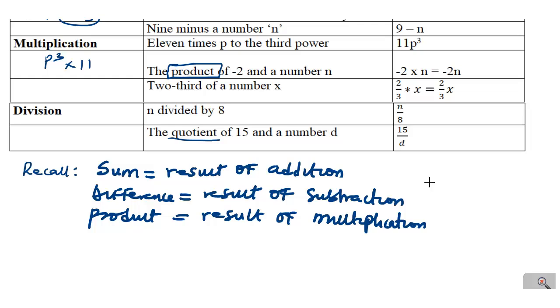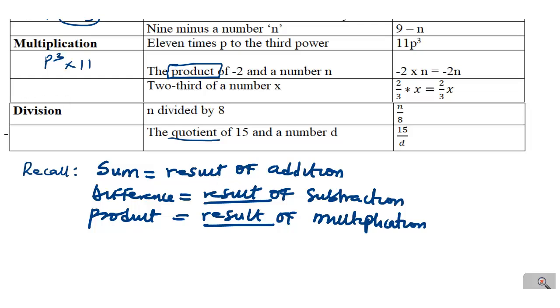So when I say the sum of 2 and 4, the answer should be 6, not 2 plus 4, because I'm only interested in the result. Then the difference of 5 and 3, the answer should be what? 5 minus 3, which is 2. And the product of 2 and 5 will be what? 10. I'm focusing on the result.